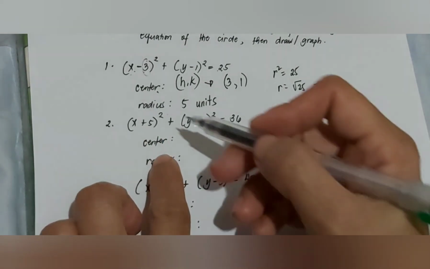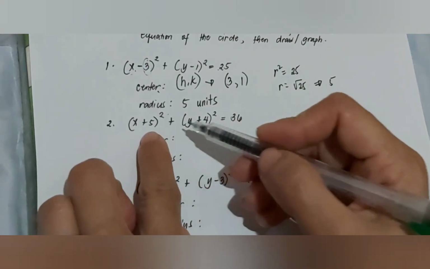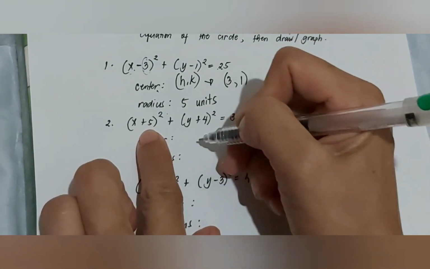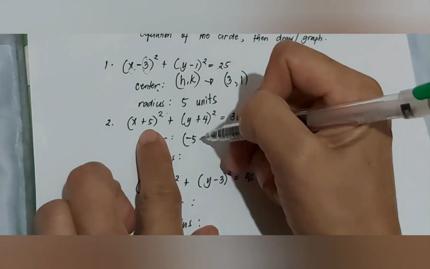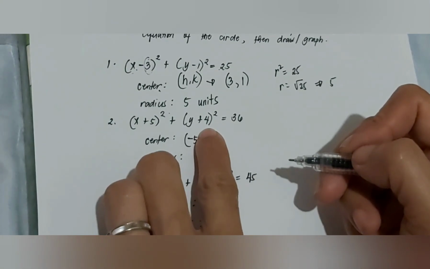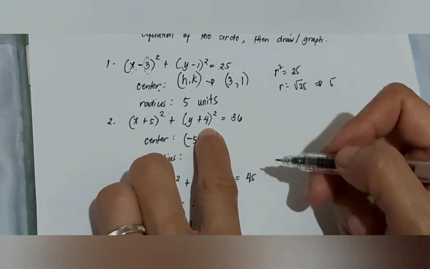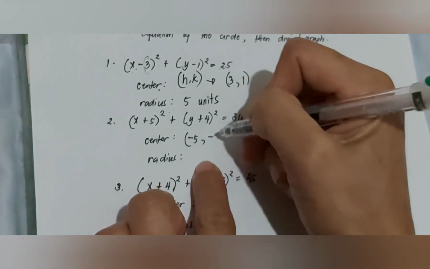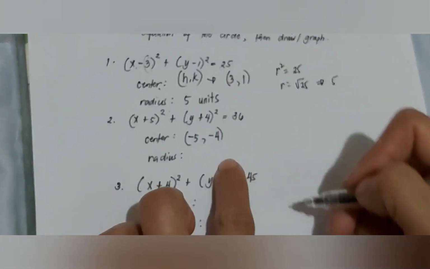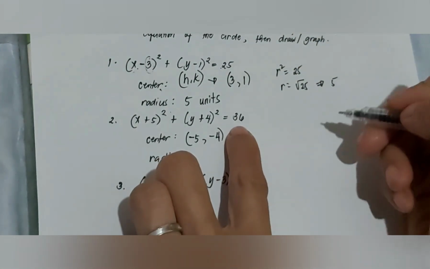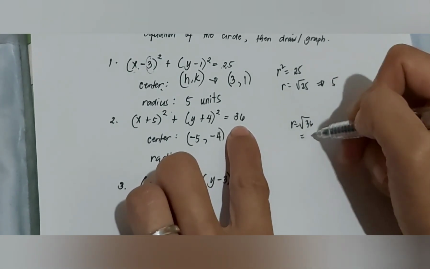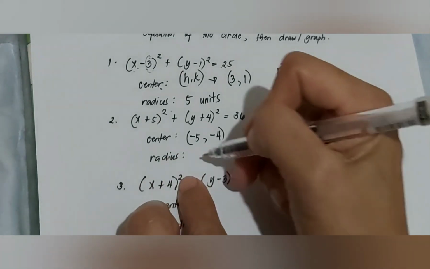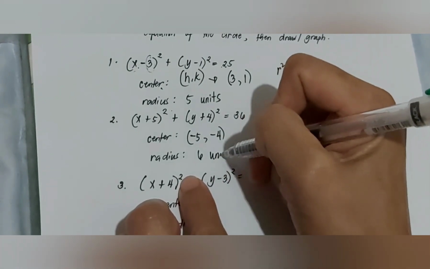So, ang center natin. Again, ang h dito ay plus 5 siya. So, that means ang h natin ay negative 5. And, from plus 4, ang ating k ay negative 4. And our radius from 36, what is the square root of 36? That is 6. So, our radius is 6 units.